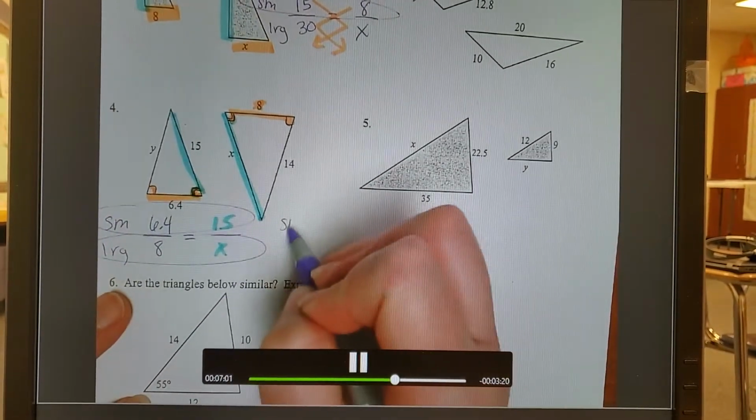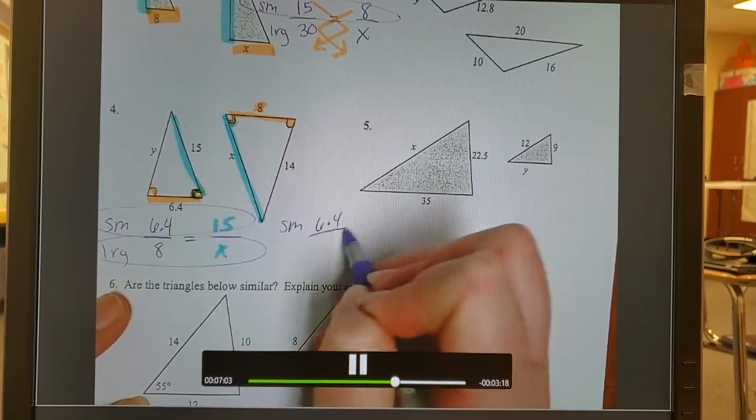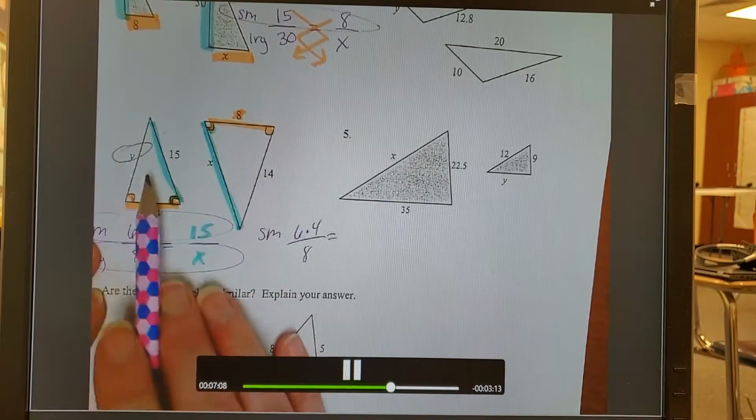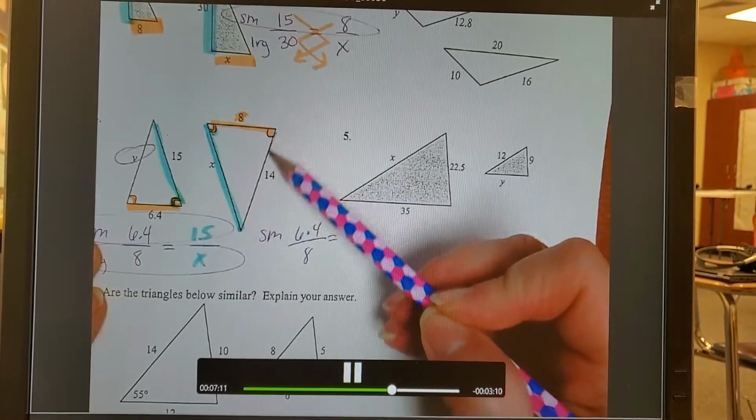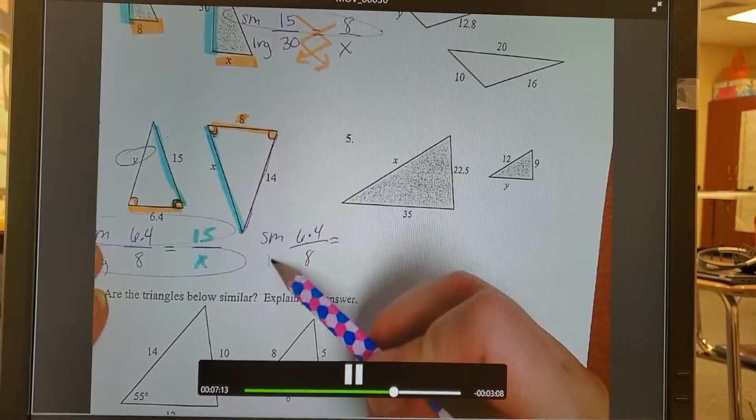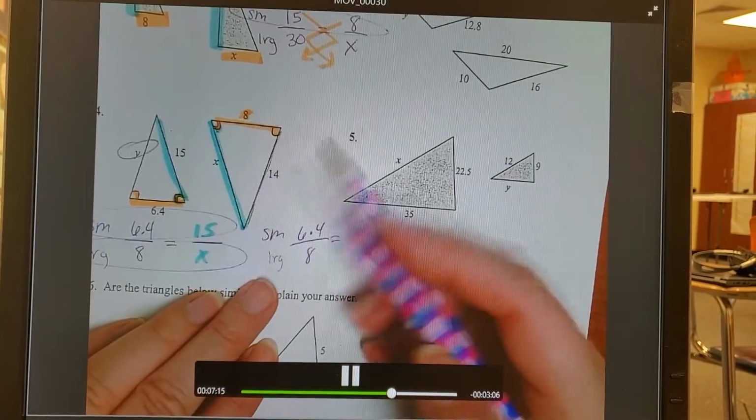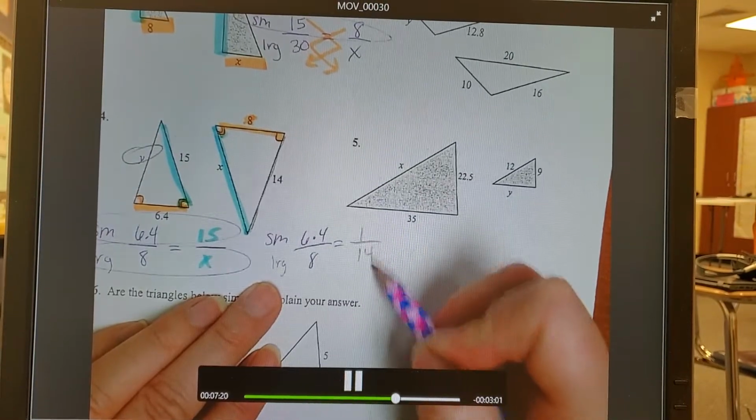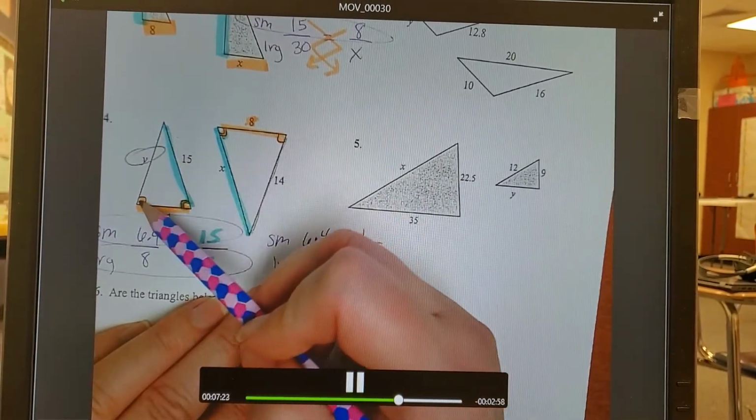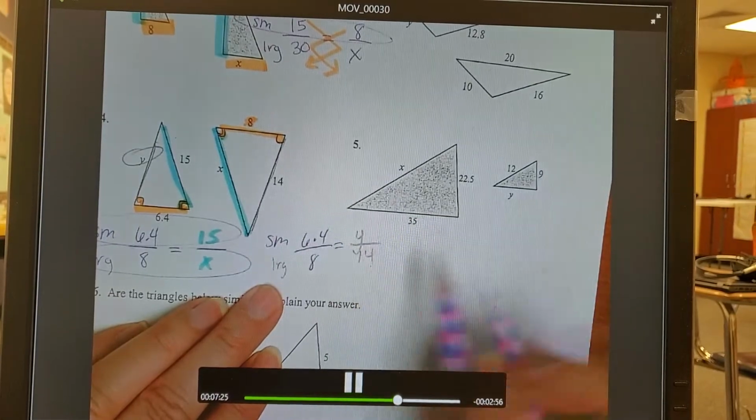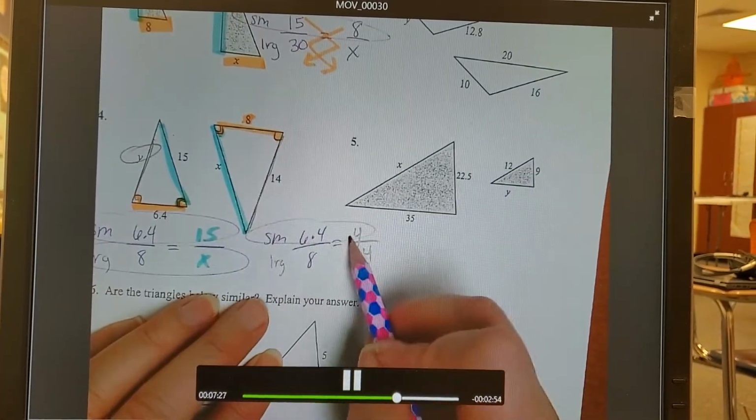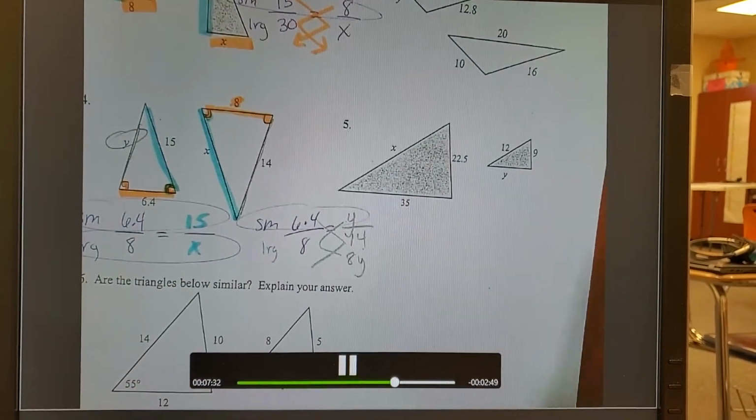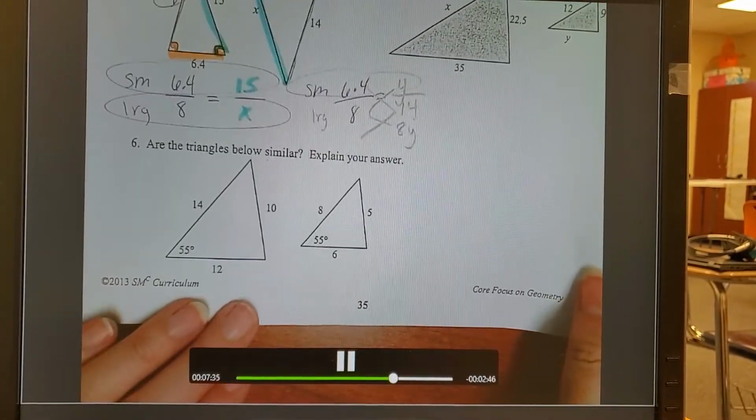And now I'm going to do the same thing to find what Y is, just in a separate problem. I still have 6.4 for the small, and I'm going to look for Y this time. So from the single to the point on the large, single to the point is 14. On the small, single mark to the point is Y. We can now take our small information, cross product both of them, isolate the variable, and go from there.